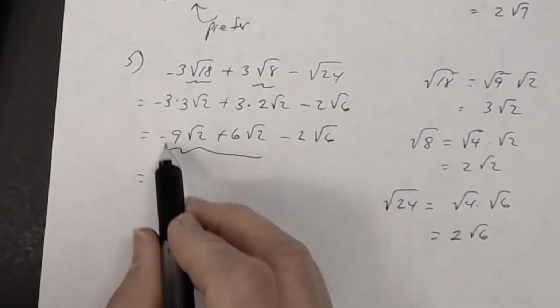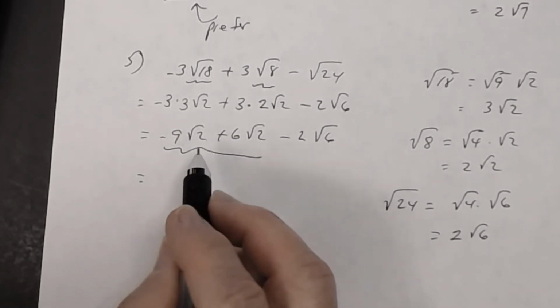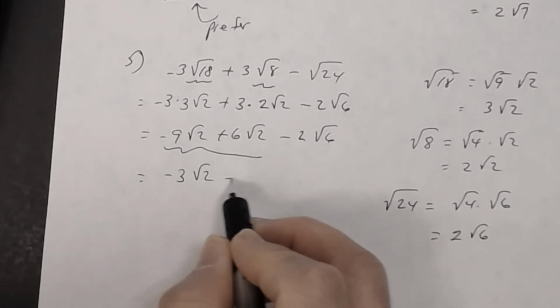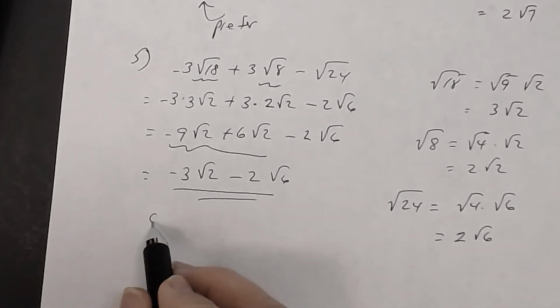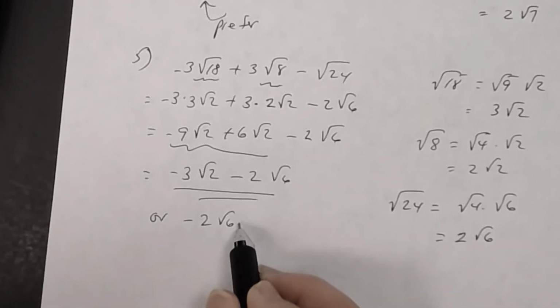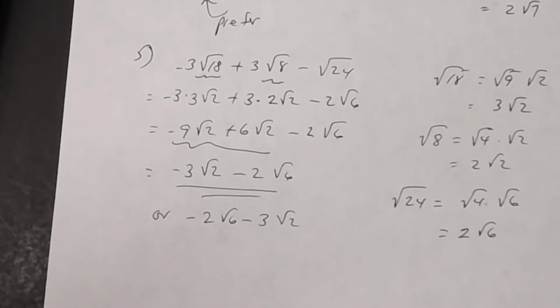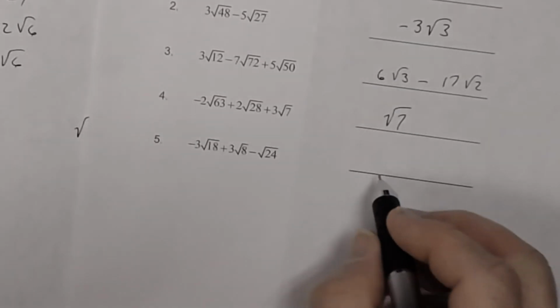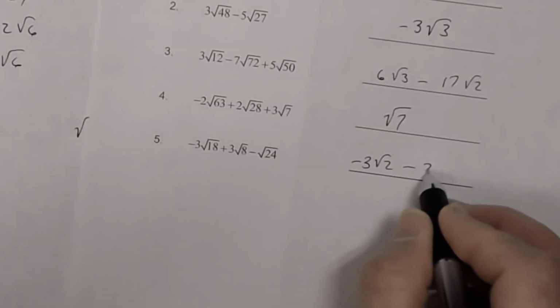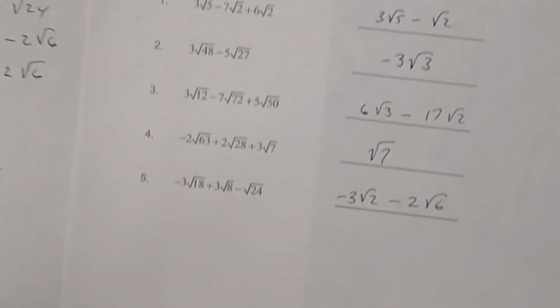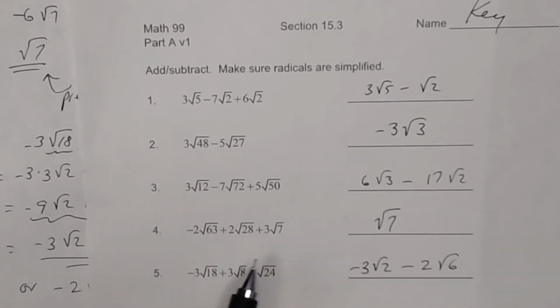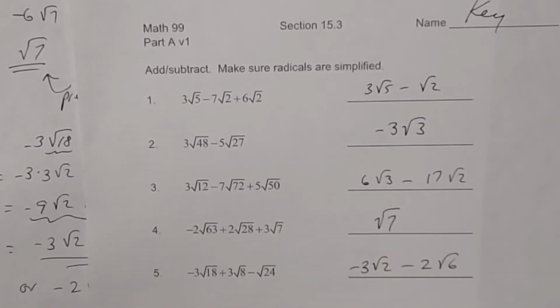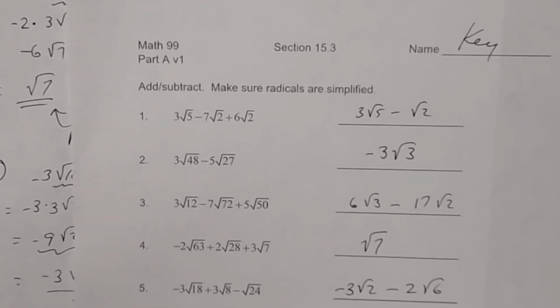So a negative 9 square root of 2 plus 6 square root of 2 is a negative 3 square root of 2, minus 2 square root of 6. And there's your answer. Now, if you want to put the square root of 6 first, you can. You would say negative 2 square root of 6 minus 3 square root of 2. All right? Okay, so that's the answer to number 5. So number 5, you have negative 3 square root of 2 minus 2 square root of 6. So on this worksheet, remember you had to first of all simplify the radicals and then combine like terms. All right, so that's the key to 15.3 part A.